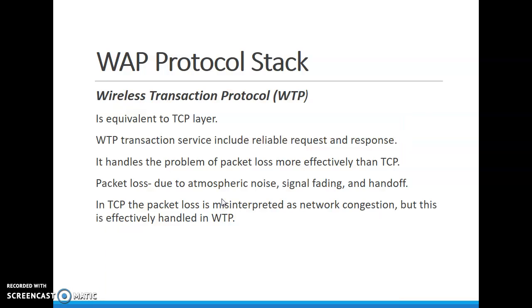The next protocol is the wireless transaction protocol. It is equivalent to the TCP layer in the TCP/IP stack, and WTP transaction services include reliable request and response, and it handles the problem of packet loss more effectively than TCP. Packet loss is due to atmospheric noise, signal fading, and handoff. In TCP, packet loss is misinterpreted as network congestion, but this is effectively handled in WTP.